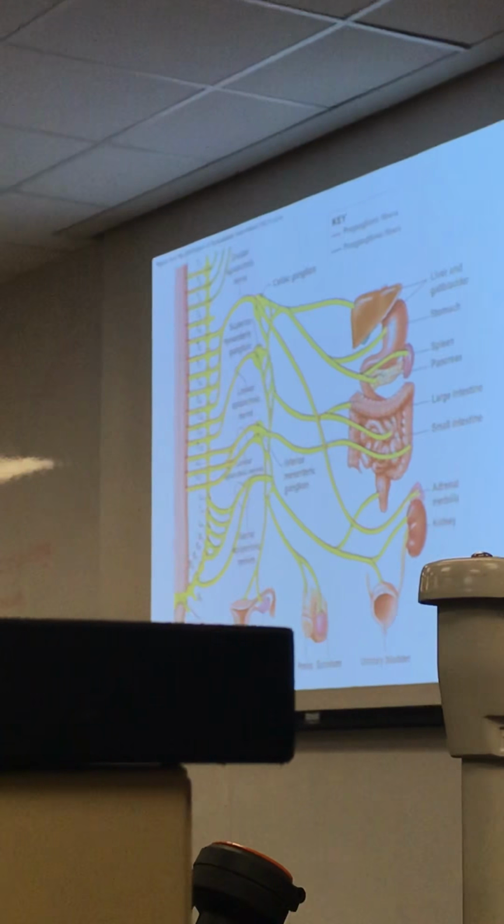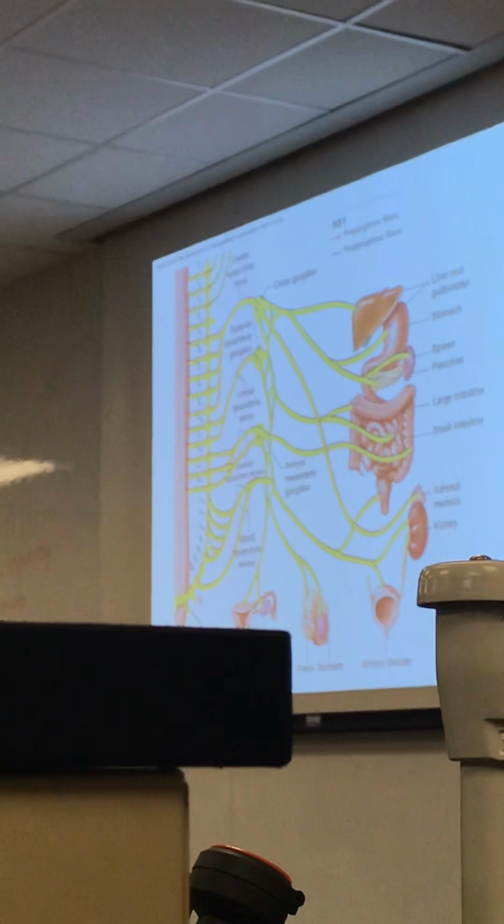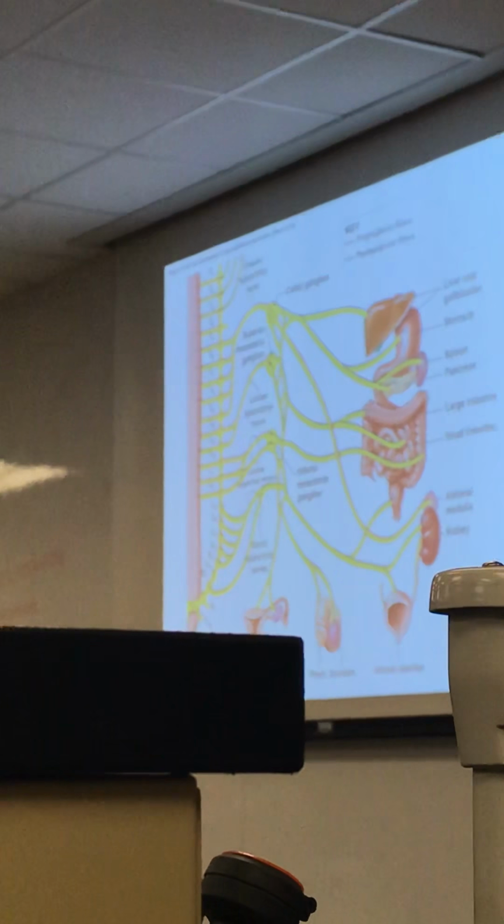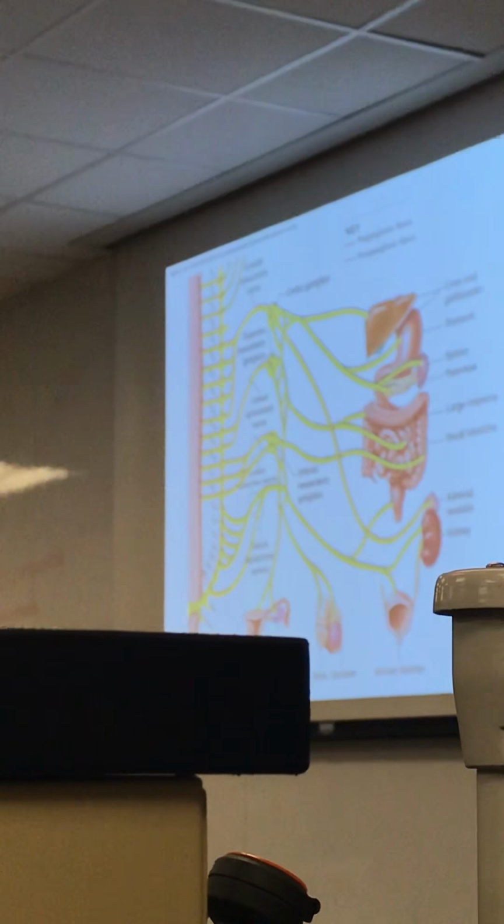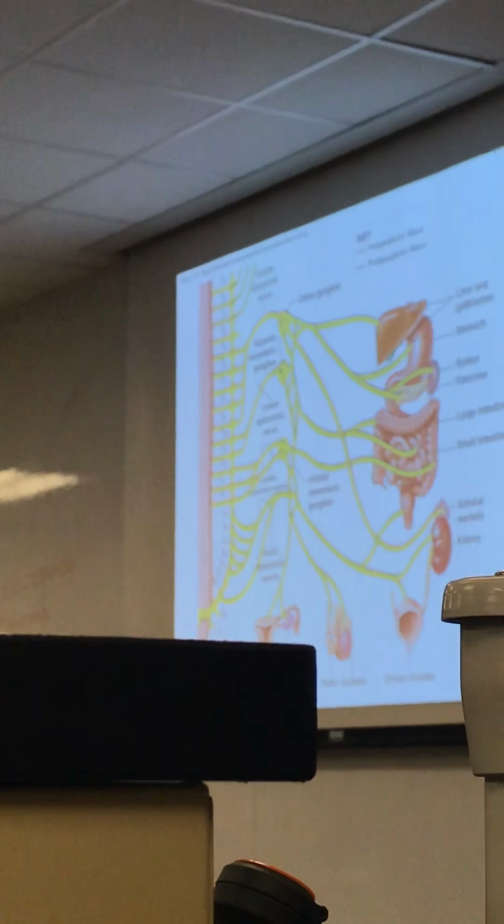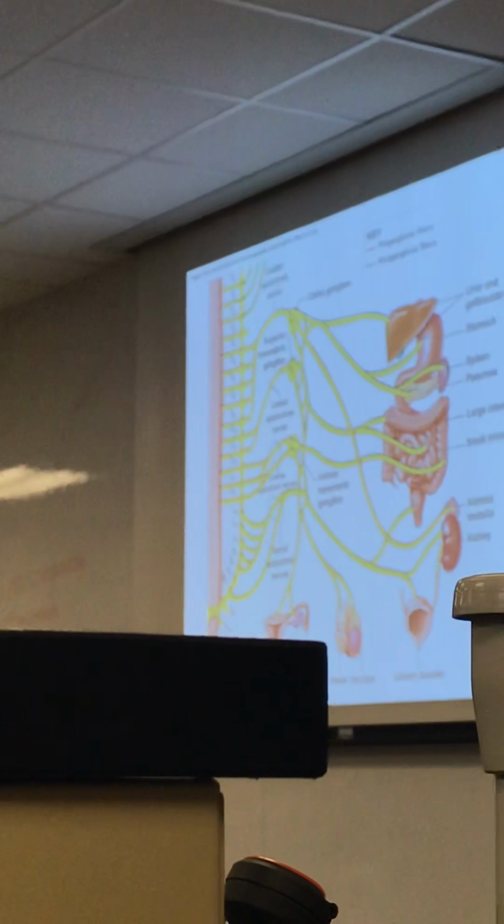The sacral splanchnic nerves, they will synapse. The preganglionic fibers synapse at the sympathetic chain ganglion. The postganglionic fibers form these sacral splanchnic nerves. They move all the way to the reproductive as well as the urinary organs of your body.